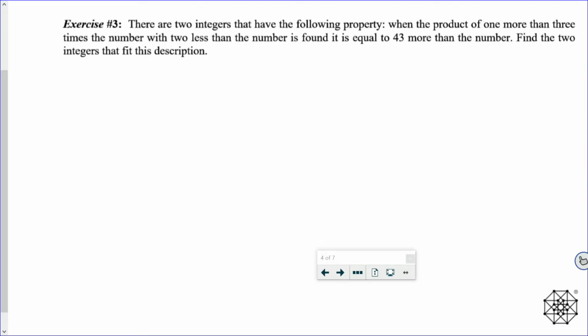Two integers have the following property. When the product of one more than 3 times the number with 2 less than the number is found, it is equal to 43 more than the number. Find the two integers that fit this description.